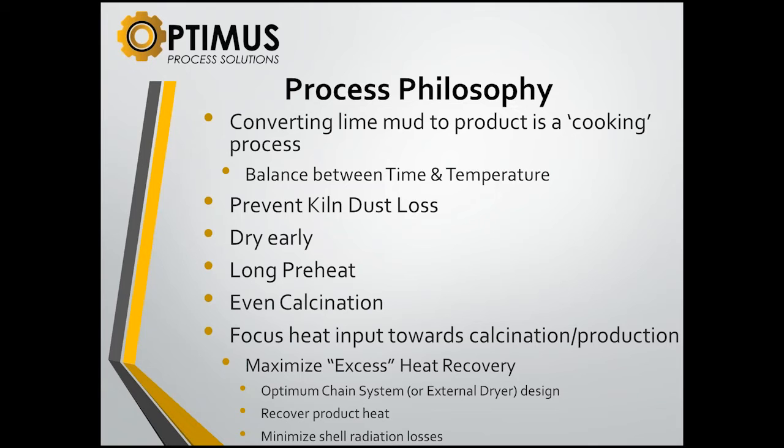You want to dry early in the process and have a long and even preheat, giving a well-prepped material coming into the burning zone for even calcination. You focus the heat input towards calcination and production and maximize your excess heat recovery. An optimum chain system or external dryer design is important for this. Recover product heat through product coolers and minimize shell radiation losses by using insulated refractory.